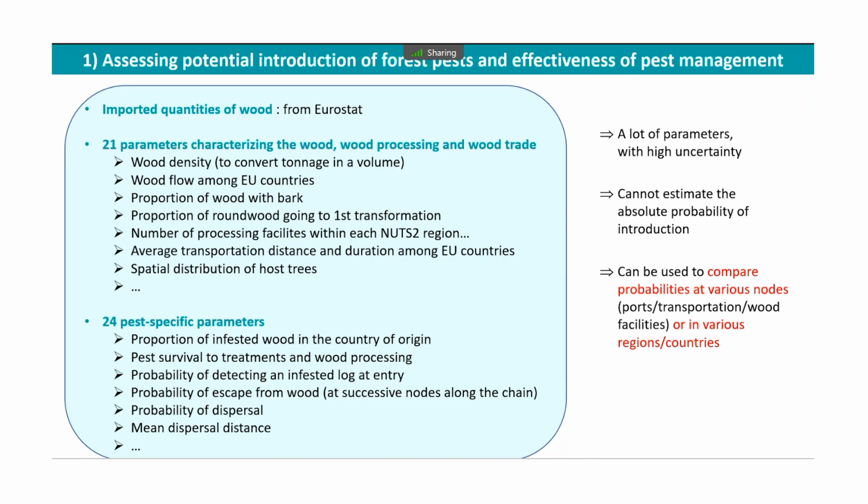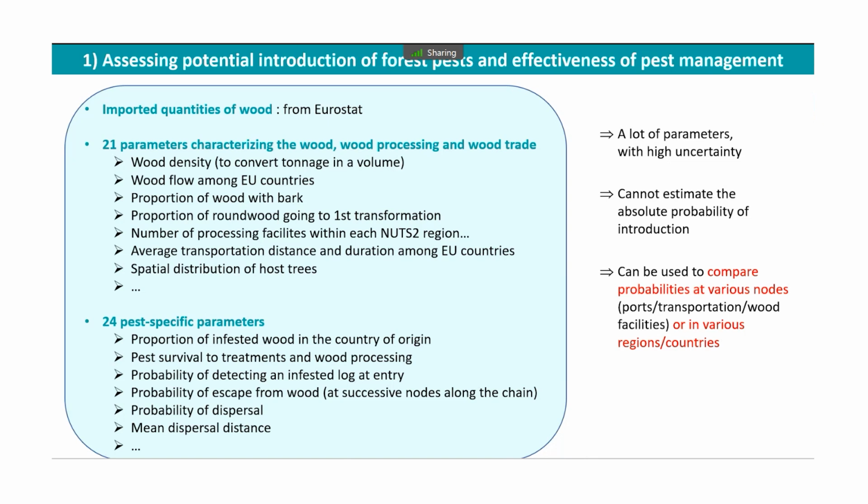We also have 24 pest-specific parameters. For instance, the proportion of infested wood in the country of origin, the pest survival to treatments, the probability of detecting the pest at entry, the probability of escape, probability of dispersal, and the mean dispersal distance.